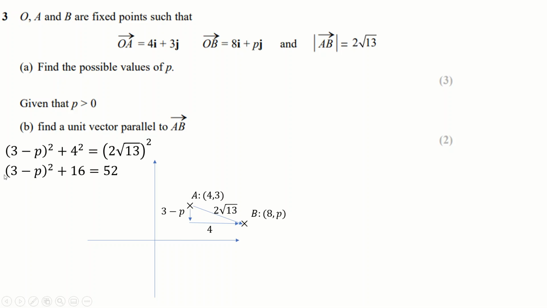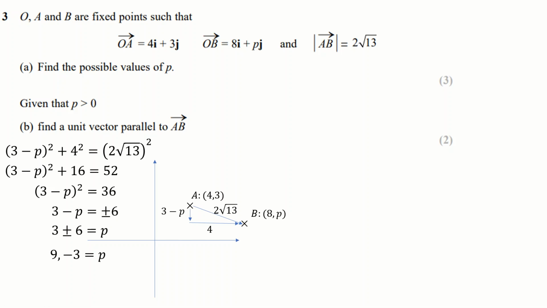You could expand this out if you wanted to, and recollect and rearrange and refactorize and stuff, but actually it's easier just to take away 16 and then square root. And remember, you just have plus or minus 6, so either 3 minus p is equal to plus 6, or 3 minus p is equal to minus 6.